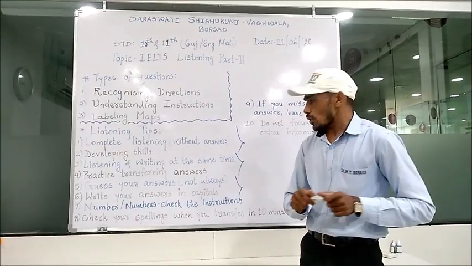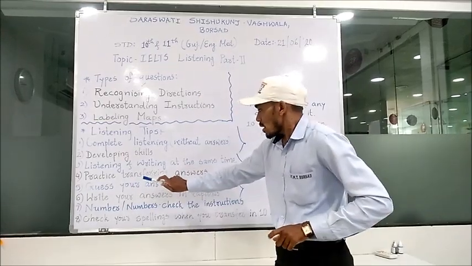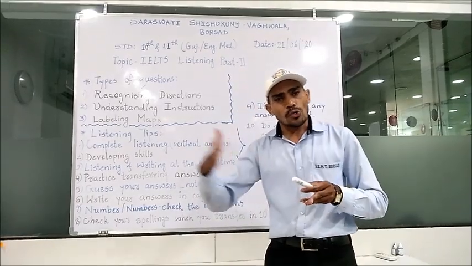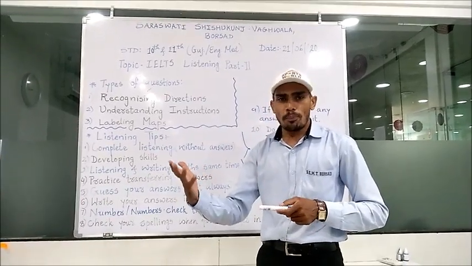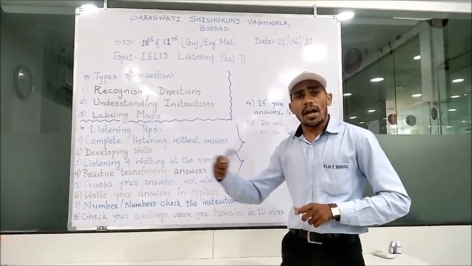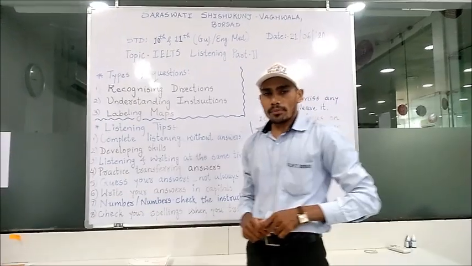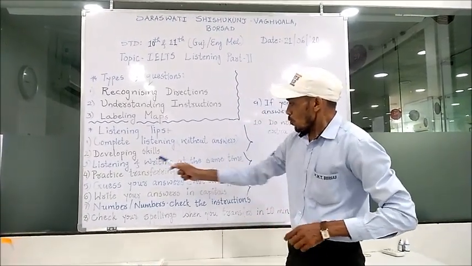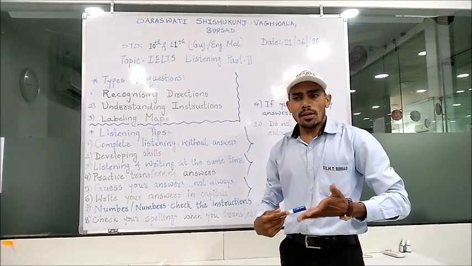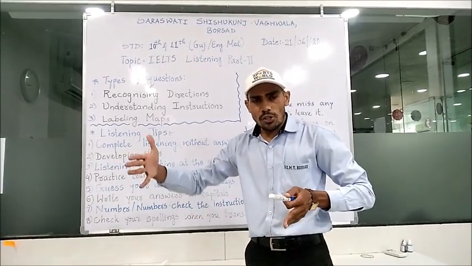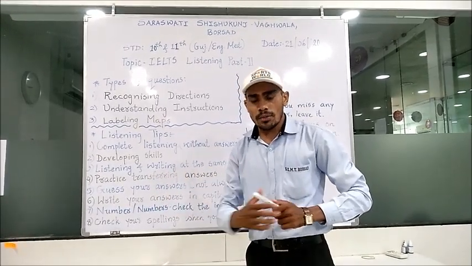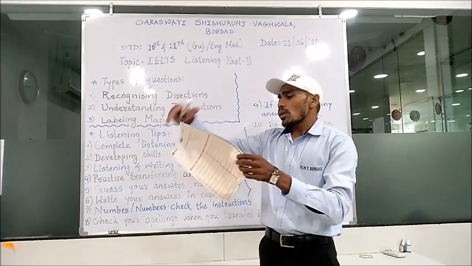The fourth one we have, students, is called practice transferring answers. As you know, in IELTS listening there are a total of 4 parts: part 1, part 2, part 3 and part 4. When you practice transferring answers, what you need to do is practice. You know that in listening there are 40 questions, and after completing your listening, 10 minutes extra are given to transfer your answer. Now students, I am going to show you the answer sheet.